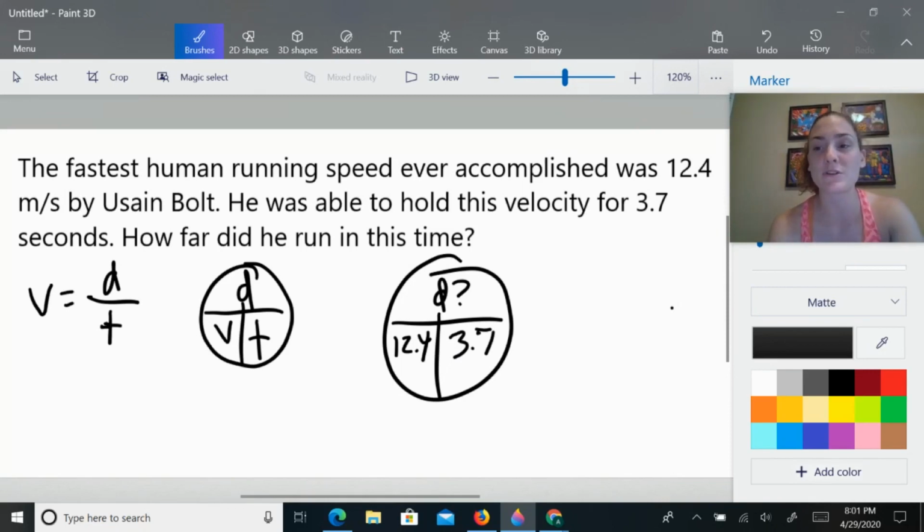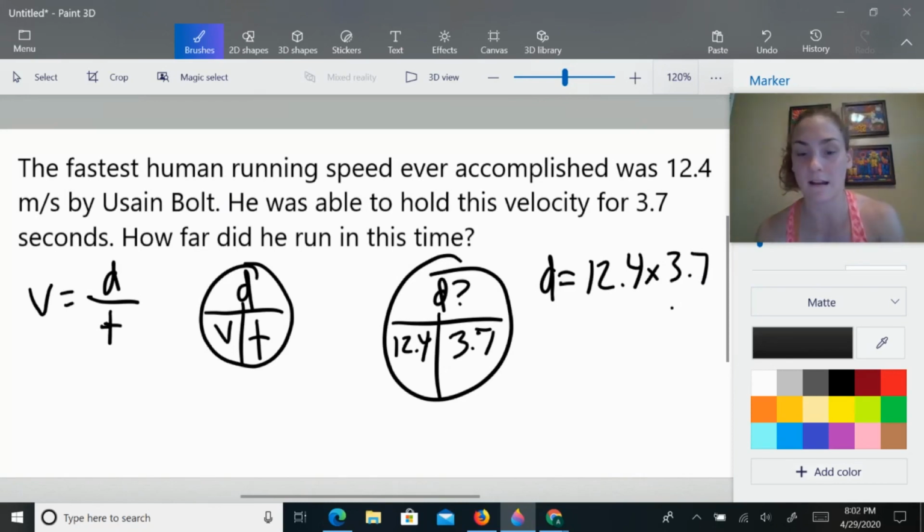Okay, so what do we do then to find distance? Remember that if they are next to each other, on the bottom of the circle diagram, you always multiply. So we're going to multiply distance equals 12.4 times 3.7. I gotta get a calculator for this one again. 12.4 times 3.7 is 45.88.